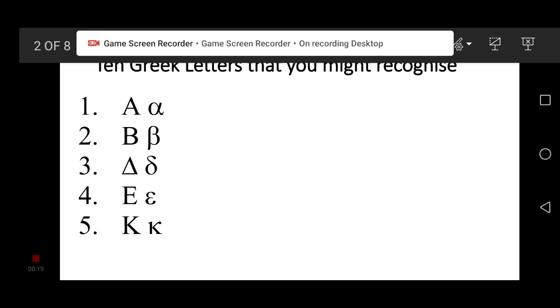So, 10 Greek letters that you might recognise. Cast your eye down to 1 to 5 and see if you can remember them from last week. Some of the letters look exactly like English. The big letters are on the left, the small letters are on the right. And some letters might have a purpose that you've seen before. I'm looking at number 3, the delta. And often we call the mouths of rivers River Delta because of that triangular shape.